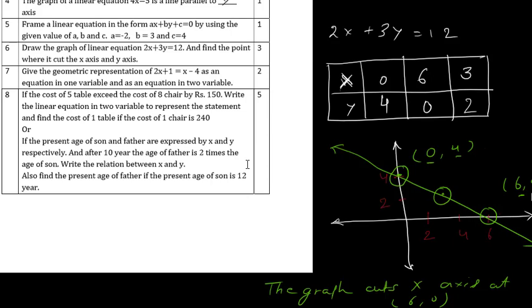Now the next question, give the geometric representation of 2x plus 1 equal to x minus 4 as the equation in one variable and as the equation in two variable. So here I will again rub this question.